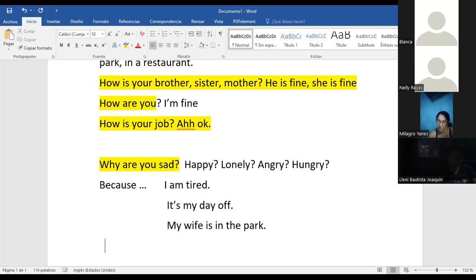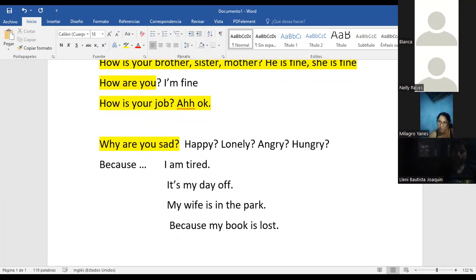Why are you angry? Porque estás enojado. Because, let's say, because my book is lost. Porque se me ha perdido el libro. My book is lost.